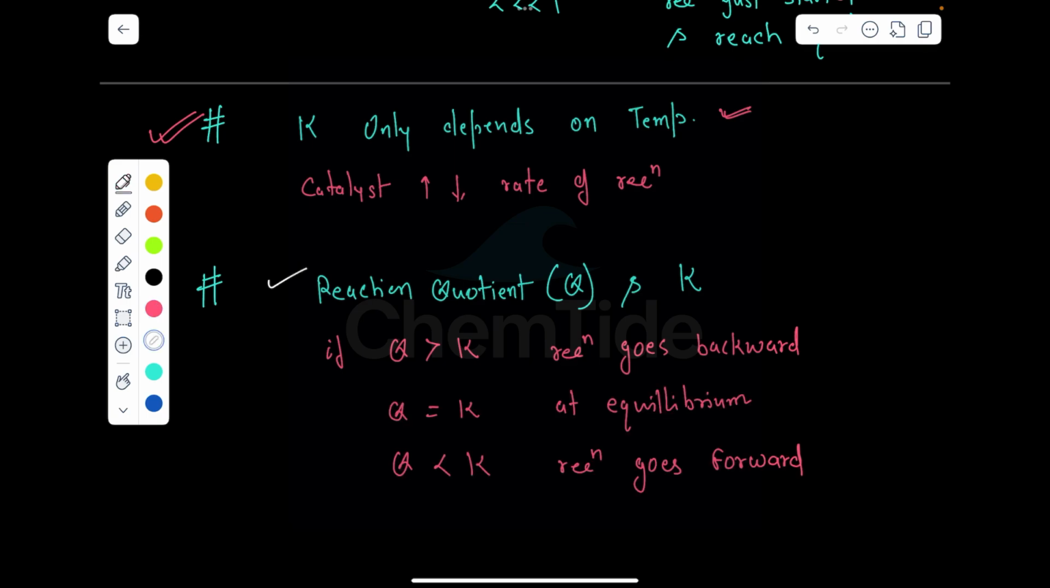The Q value is basically the product and reactant ratio at any point of time but not at equilibrium. If Q is greater than K, the reaction goes backward. The reaction has the tendency to move toward K. If they are both equal, it is at equilibrium. If Q is less than K, then again the reaction has the tendency to move toward K, and the reaction goes forward.